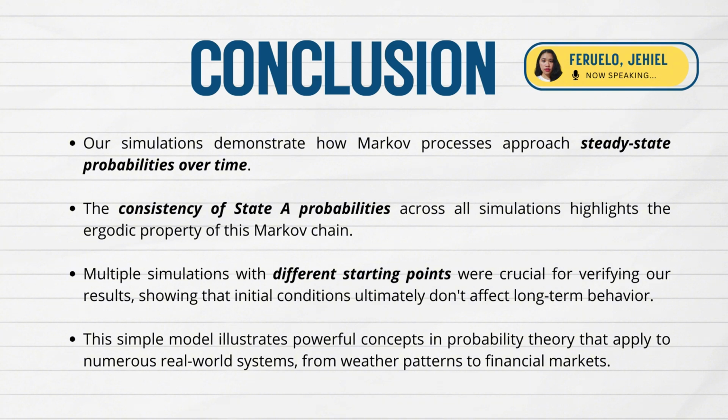Multiple simulations with different starting points were crucial for verifying our results. By starting in state A, B, and C separately, we show that initial conditions don't matter in the long run. This is like showing that whether you enter a shopping mall through the front, back, or side entrance, you'll still spend roughly the same amount of time in each store if you walk around long enough.